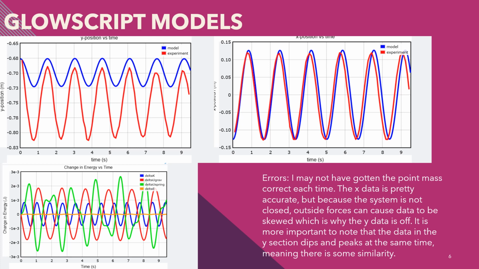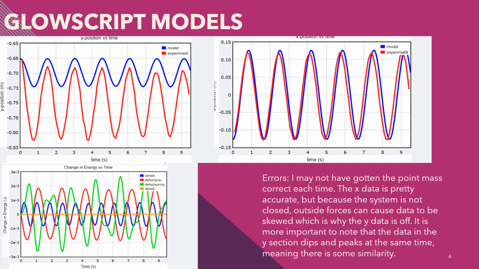So here are the GlowScript models once that code is typed in. So as you can see, the Y position does vary a lot. In the X, as you can see here, the observed versus the predicted are basically on top of each other. They're very, very close. In the Y direction, that is not the case. I did try and fix this multiple times. It actually got worse each time I tried to fix it, but there are similarities, as in the fact that both the observed and the predicted dip and peak at the same time.